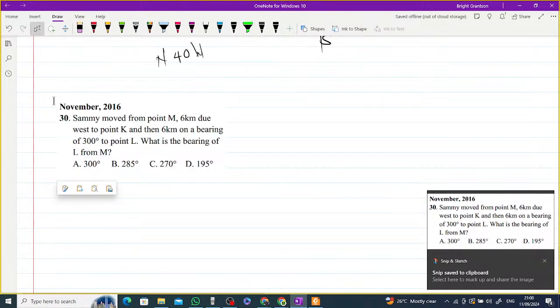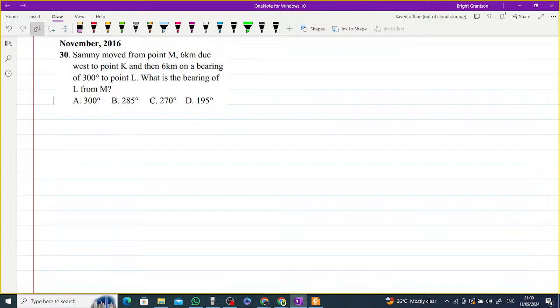Let's continue. Sami moved from point M 6 kilometers due west. So this is Sami. Always draw the cardinal points. Sami, you do geography. So Sami moved from a point M. So this is M, the point M. 6 kilometers due west. West means you are going like this. I didn't draw it, so I have to bring this one in the middle.